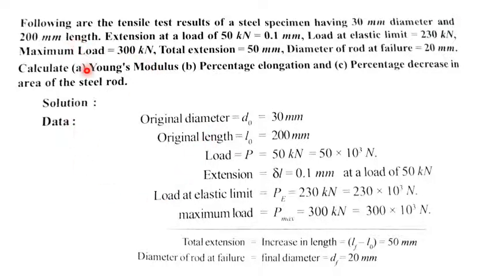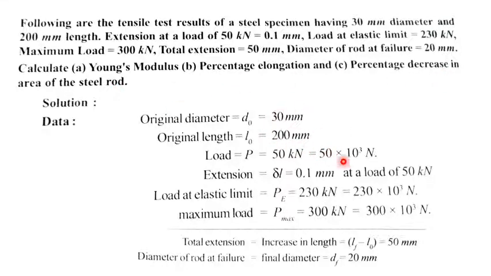Here are the tensile test results: the initial diameter, and a 200 mm initial length. Extension at a load of 50 kilonewton is 0.1, that is the load and this is the delta L, the elongation for this load. Load at the elastic limit is PE, maximum load is P max, total extension is total delta L, or you can say LF also. The diameter at failure is DF. Now calculate Young's modulus, percentage elongation and percentage decrease in the area.